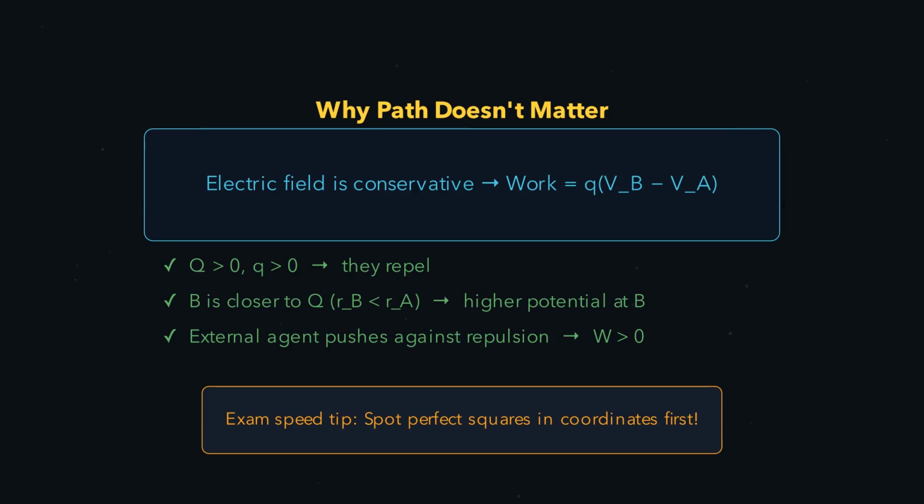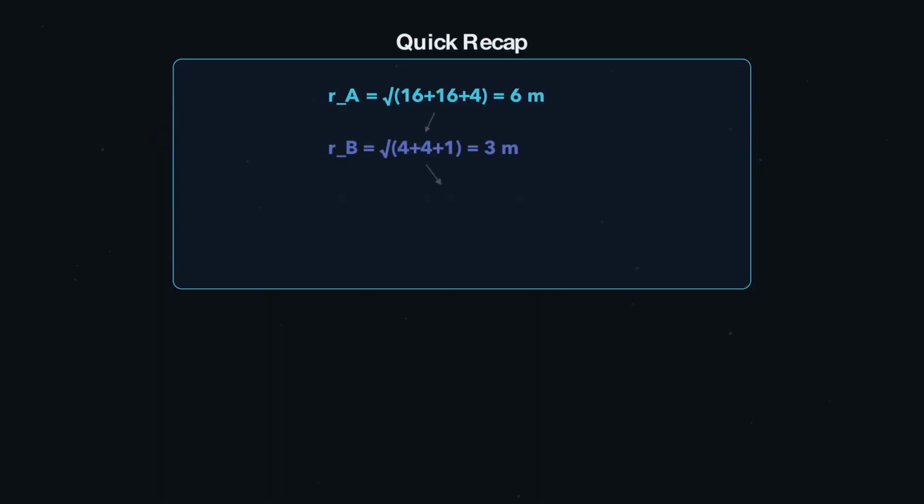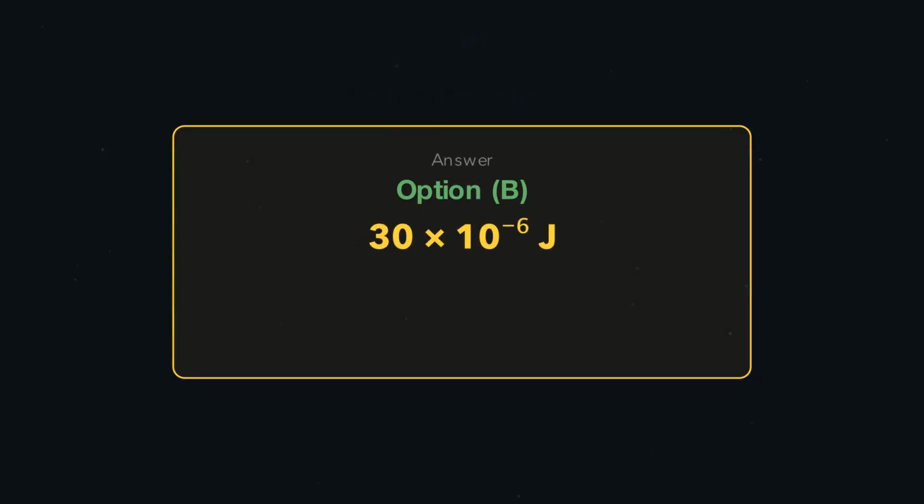Here's the key insight. Work done equals charge times the rise in potential. From A to B, that's 2 microcoulombs times the difference of 30 minus 15, which is 15 volts. Multiply through and we get 30 times 10 to the minus 6 joules, 30 microjoules. Option 2.